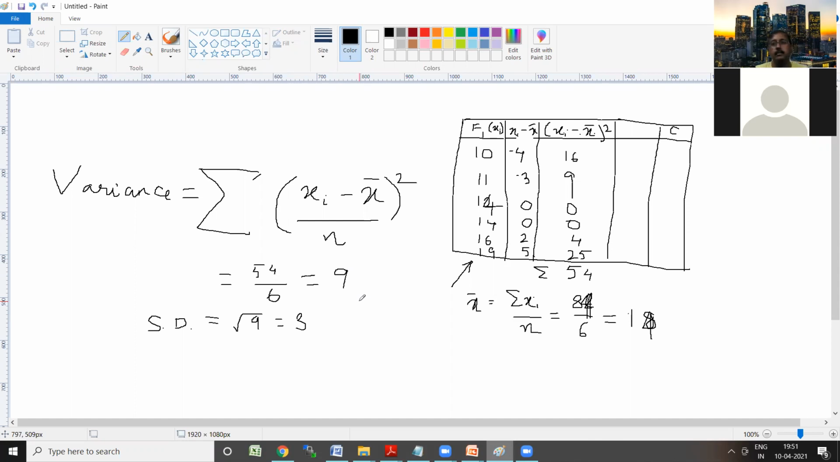Now, the context which I was talking about is, this is a measure of dispersion. So that means it tells me how dispersed the different observations are. What I mean by dispersed is how much spread out the different observations are.